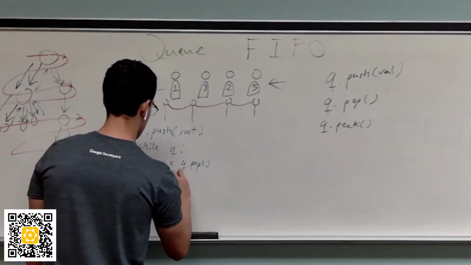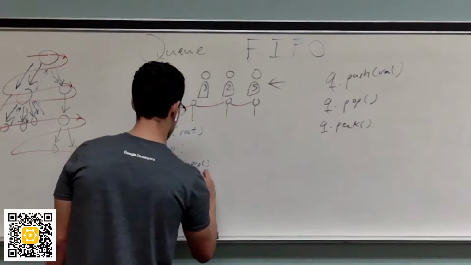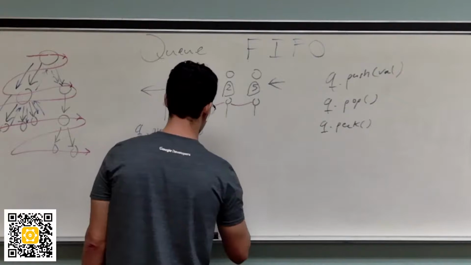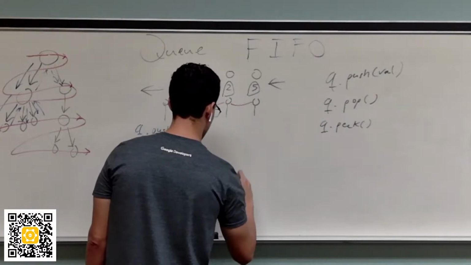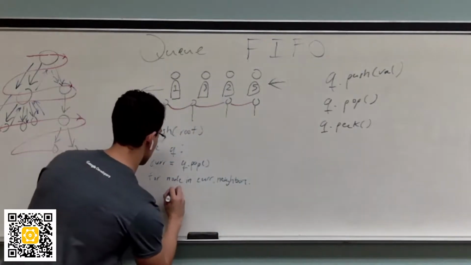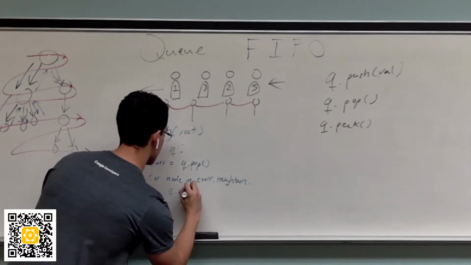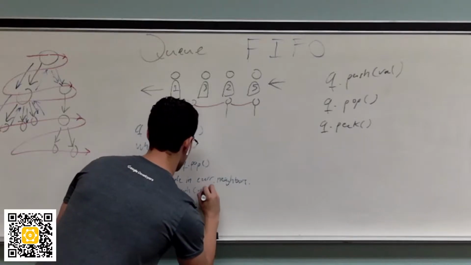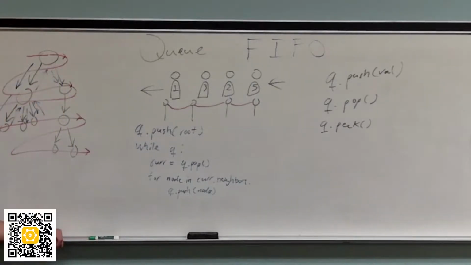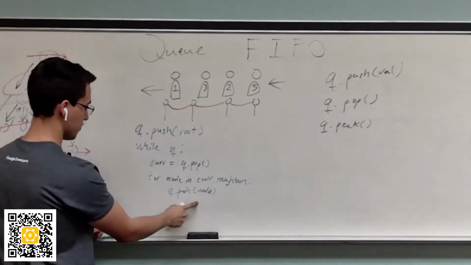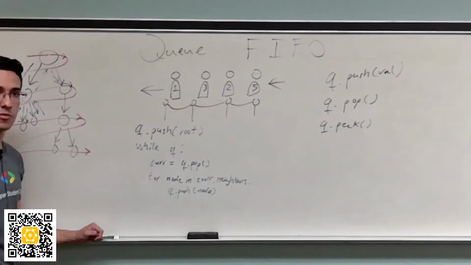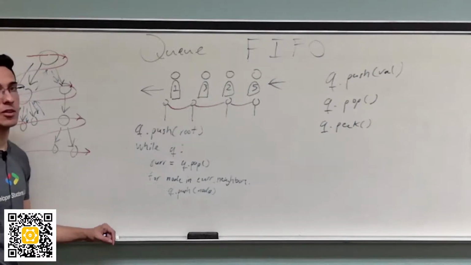For node in, well, maybe you don't call them children, you call them neighbors. Q dot push. So for each neighbor you find, so these two, you push them. And that's it. You push them, you get out, and that's how you traverse BFS. And then maybe you want to do stuff with values, I don't know.